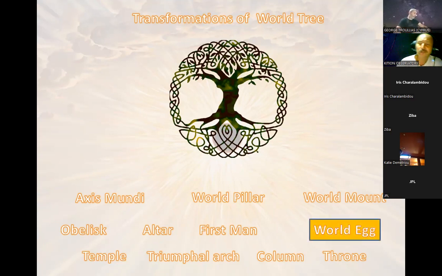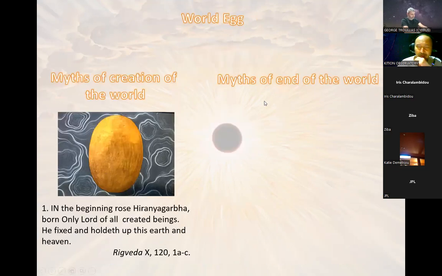What's important for us is the world egg. Linguists and other researchers found out that instead of the world tree, there could be a world egg. And let's look at this transformation of the world tree. Instead of the world tree, we have the world egg. A myth of creation of the world could be found, for example, in the Rig Veda. And there is a golden semen or golden seed.